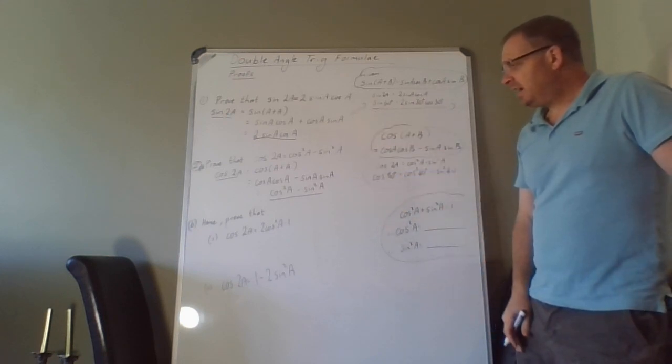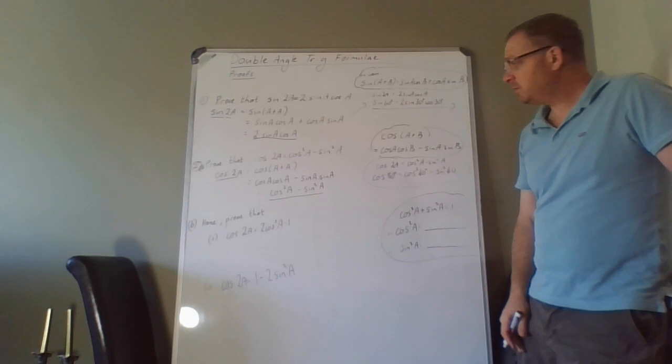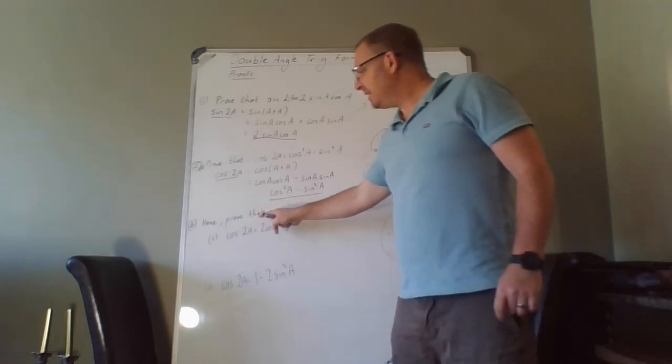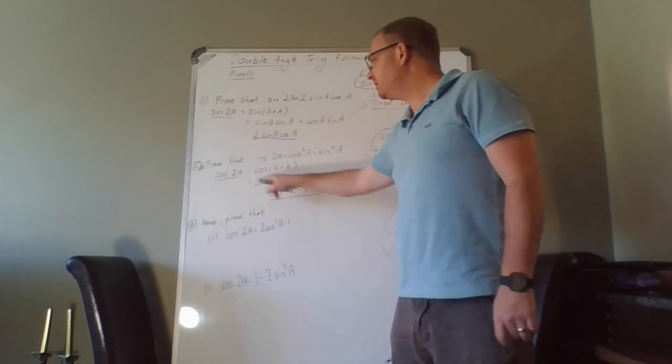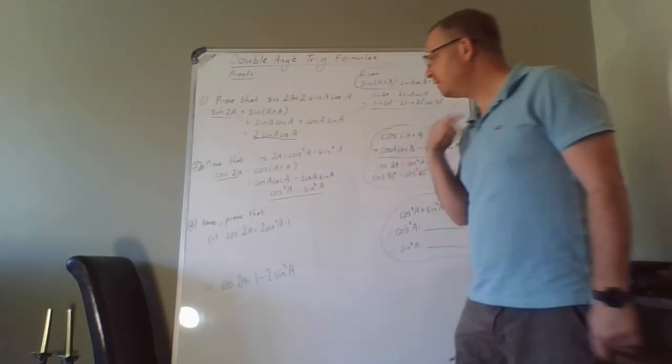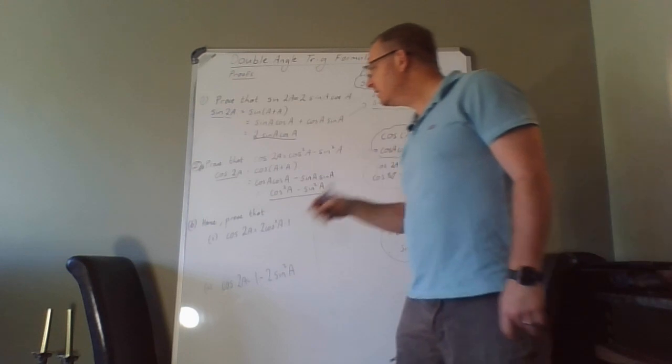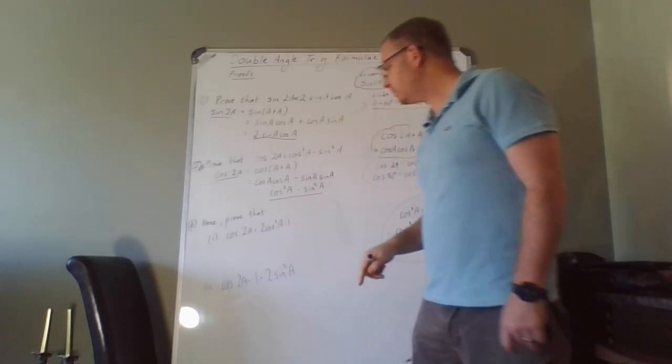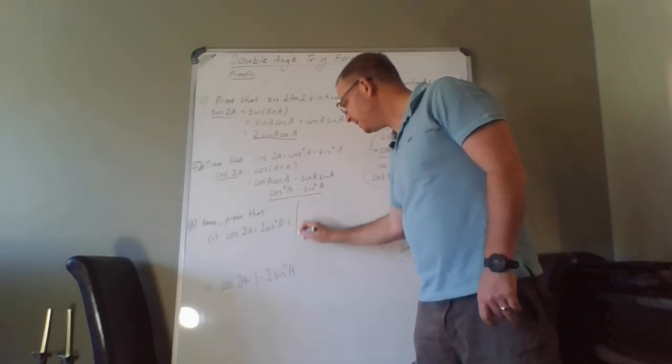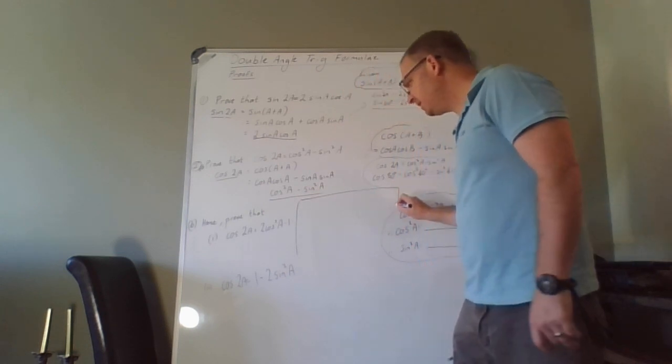Right, cos 2A, though, can be expressed in 3 different ways. We've shown that it's equal to cos squared A minus sine squared A. Okay, the next question says hence. In other words, using the fact that you know that cos 2A is cos squared A minus sine squared A, hence, go show that cos 2A is 2 cos squared A minus 1. Okay, give that a go.